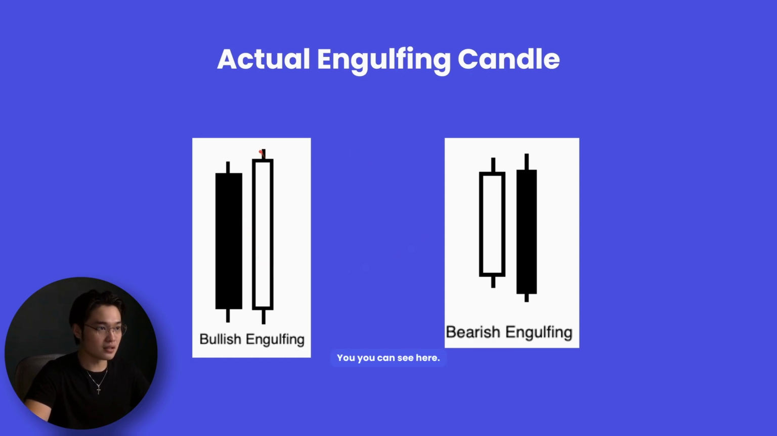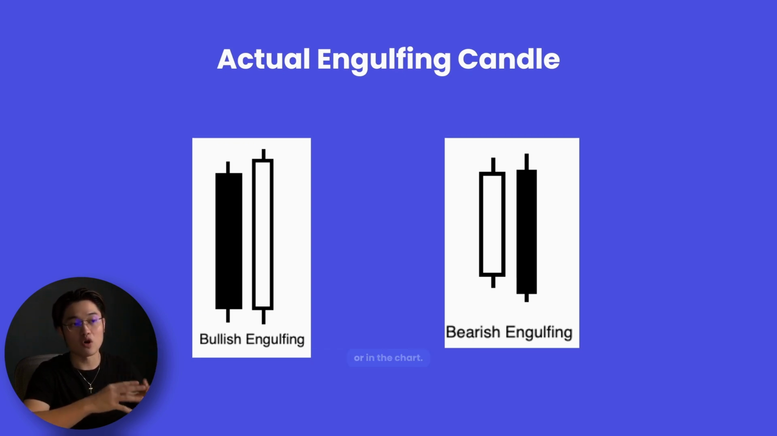You can see here, this is the high point, and this is the low point. The high point and the low point of the bigger candle, the engulfing candle, should exceed the high point and the low point of the smaller candle. That's the actual engulfing candle. You often see it in the price market or in the chart.